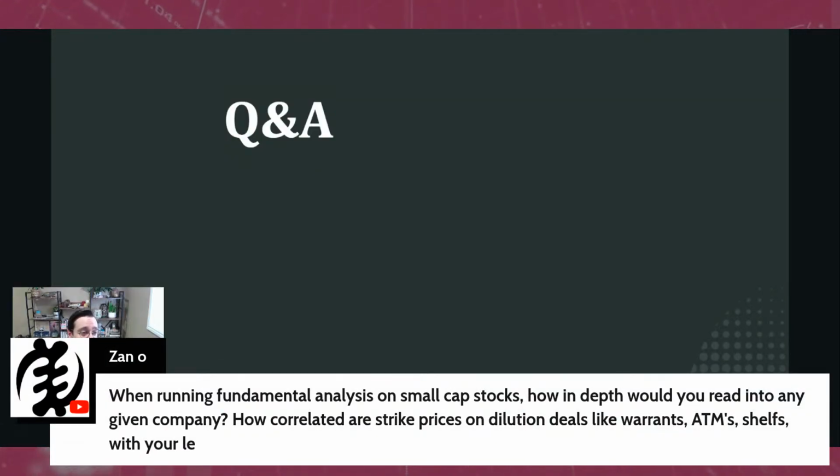So when running fundamental analysis on small cap stocks, how in depth would you read into any given company? How correlated are strike prices on dilution deals like warrants, ATMs, shelves with your levels? So this is where it gets a little messy, right? Because first off, when you're dealing with stocks that may be going under, things like dilution are affected by warrant closures and stuff like that. It's just a lot more variables, right? And then you also add to that they're very often small caps. So that means lower liquidity, bigger price moves. It is kind of like the Wild West. So I would say not to steer clear of these, but yeah, like Nygaard says, they're messy.